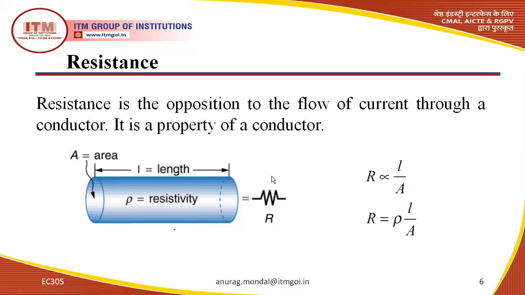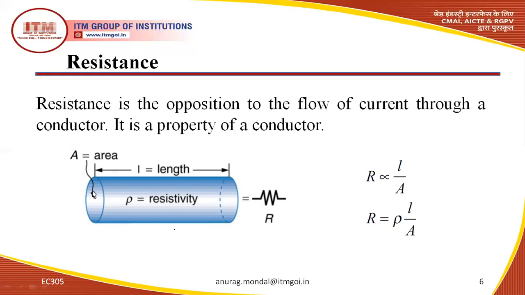Now we know that resistance R is proportional to L upon A. Look at this particular part of the conductor having the length L, and R is proportional to length. This means if we have a larger length, then R also increases. If L increases, R will increase.